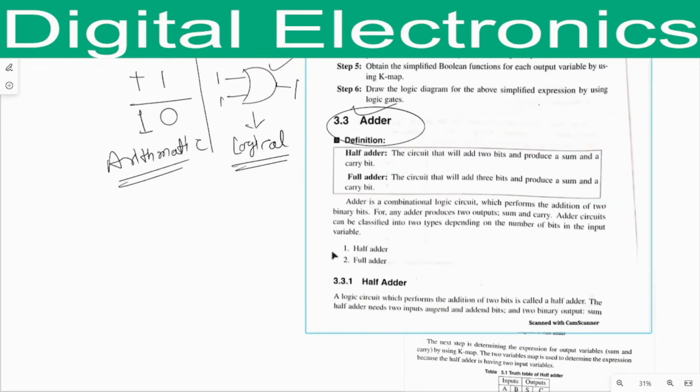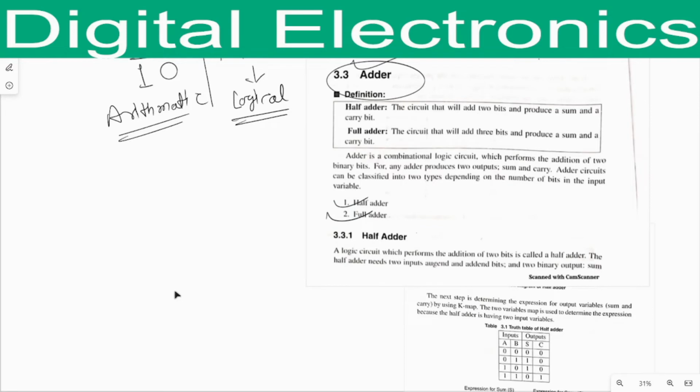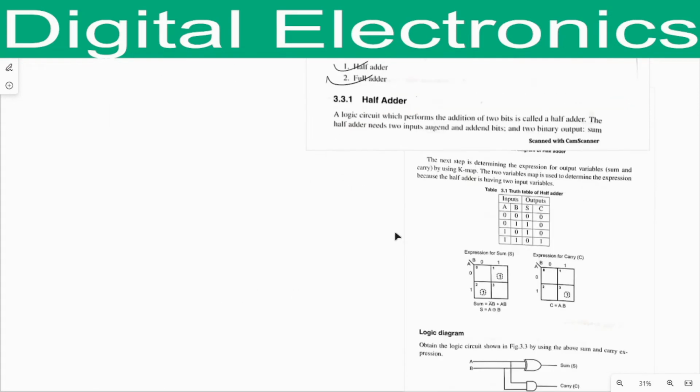Now this adder is divided into two types. One is known as half adder and another one is known as full adder. In this lecture, we will discuss half adder only.